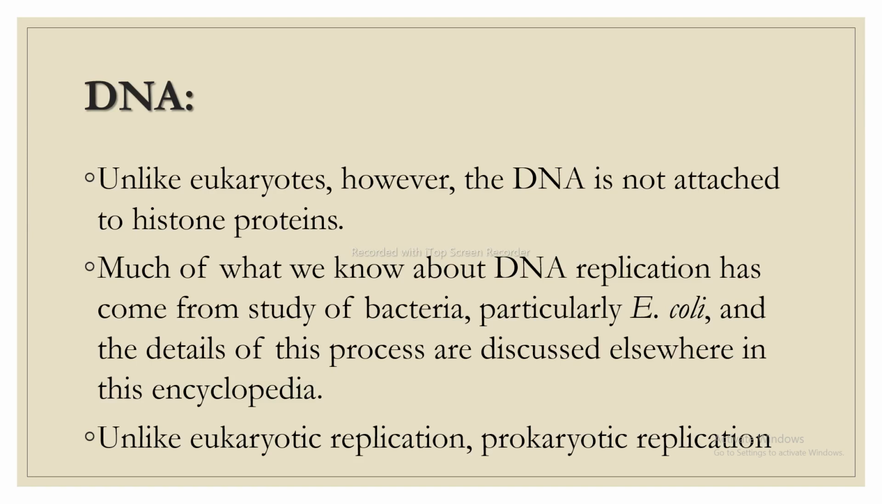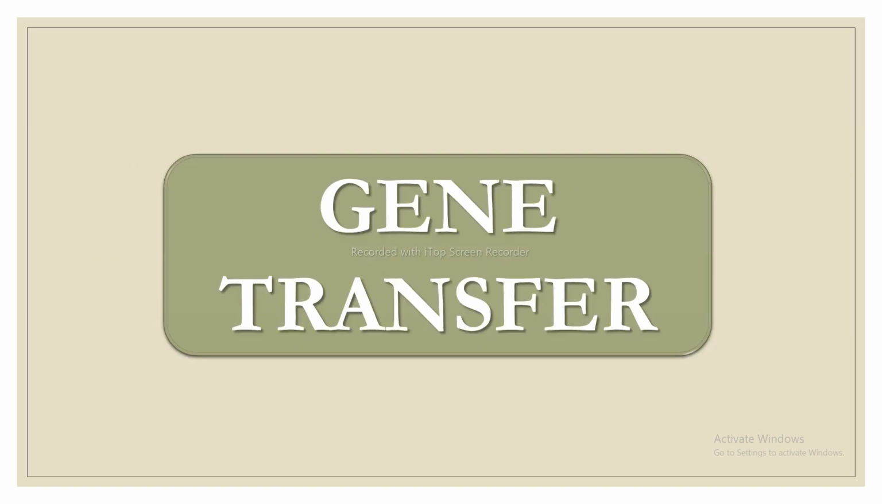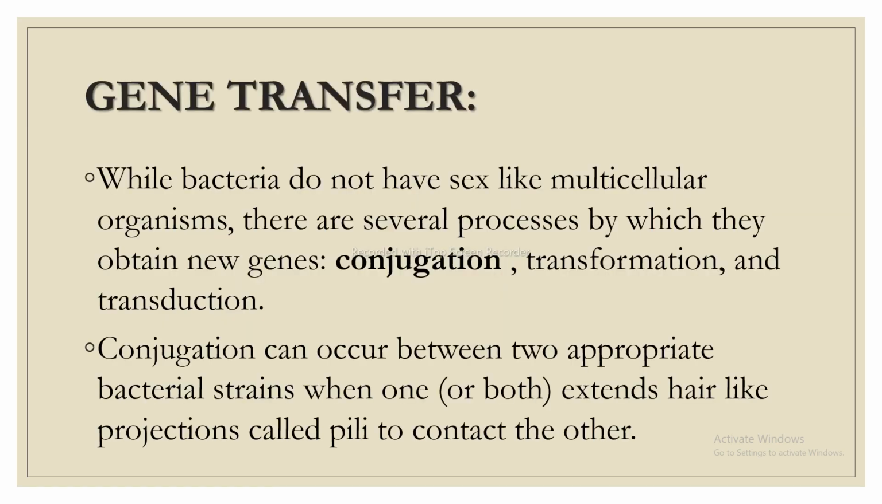Unlike eukaryotic replication, prokaryotic replication begins at a single point and proceeds around the circle in both directions. The result is two circular chromosomes which are separated during cell division. Plasmids replicate by a similar process. Next I am going to discuss gene transfer.